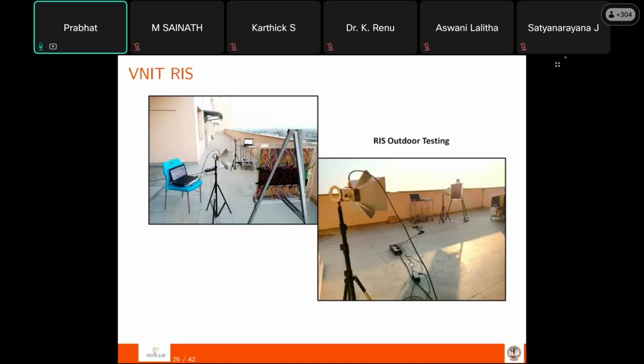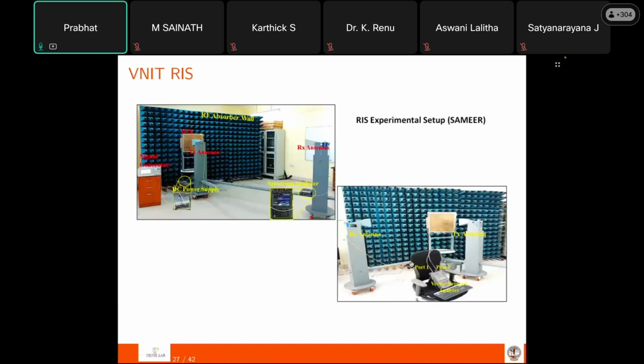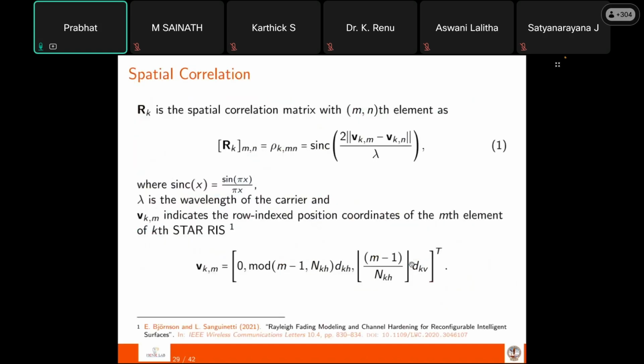We also verified the functionality of RIS in an open outdoor environment. One of the critical issues in RIS is the spatial correlation.